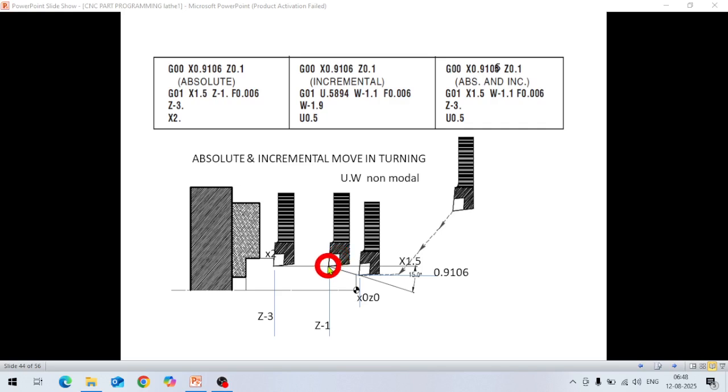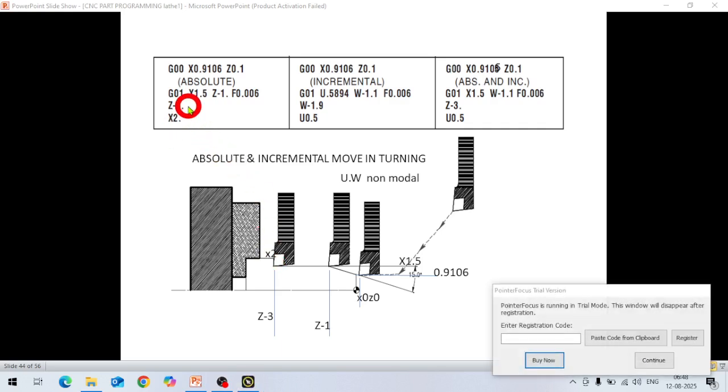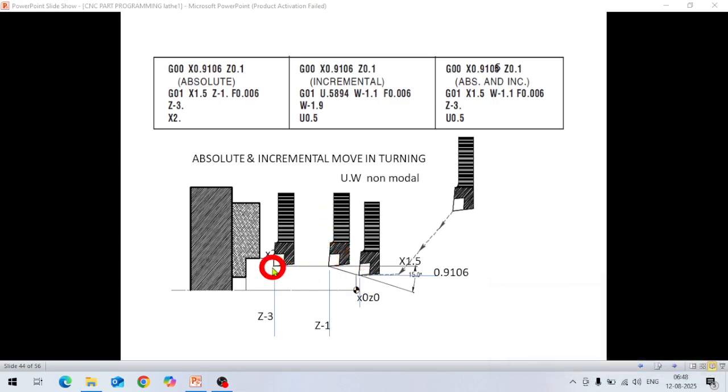Then again the next cut is Z minus 3. That means G01, because G01 is a modal command. Unless you change it, it will remain active. So with Z minus 3, it will come up to Z minus 3 here. And the next move is X2. X2 means it will come upward to this. So this is the move in absolute mode, how the cutter will move from point to point like this.